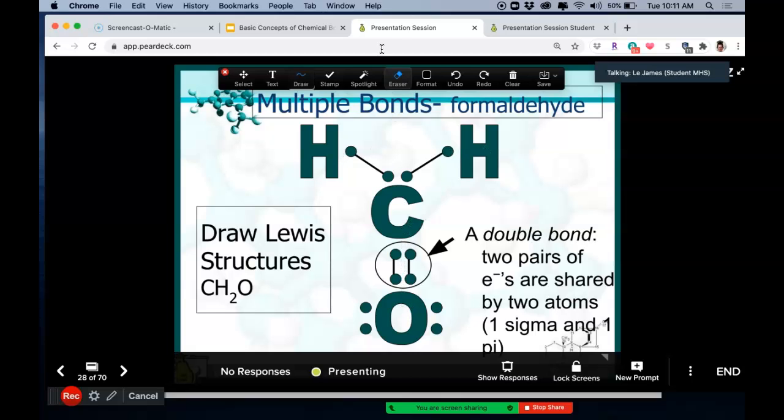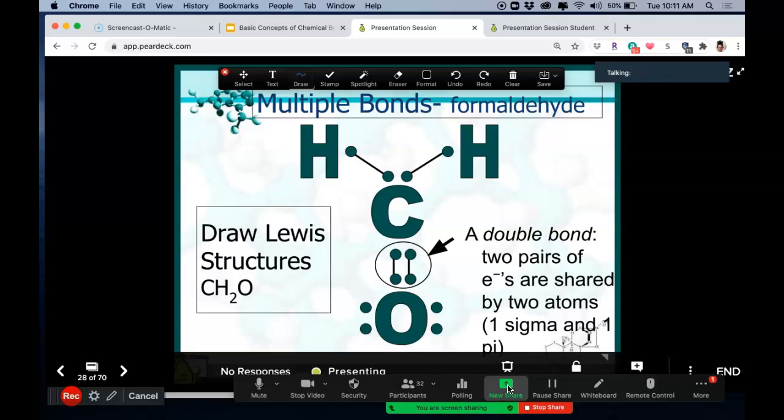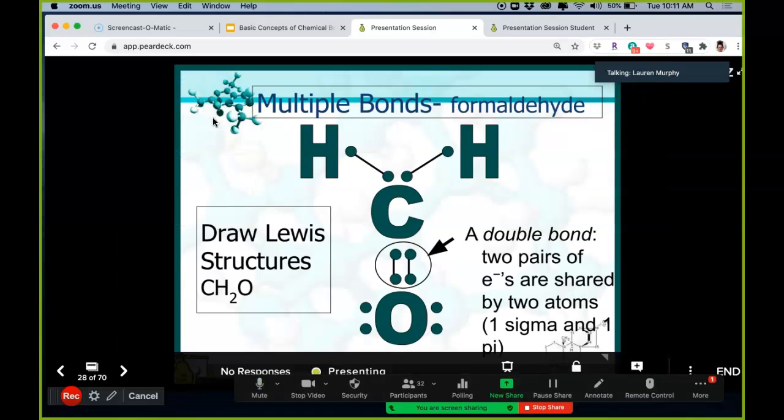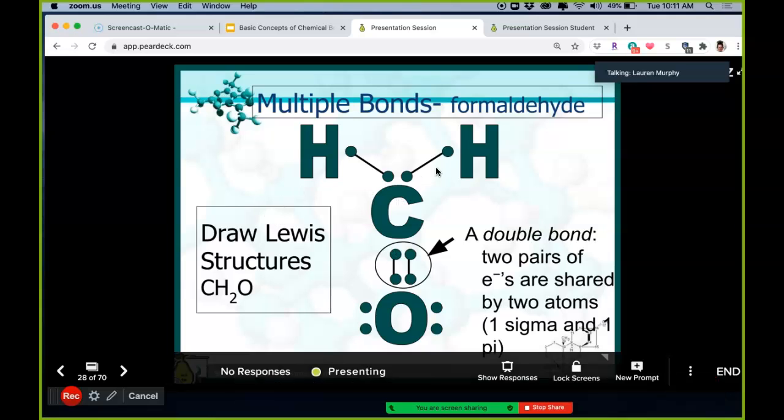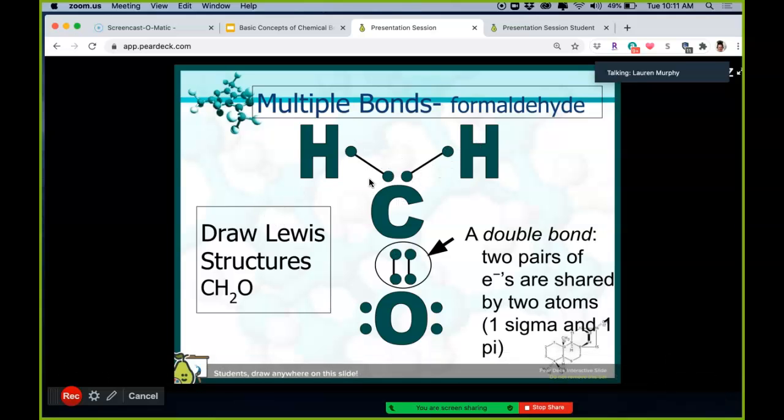You're not screen sharing. Oh, whenever I go to the whiteboard, it doesn't flip back over to my PowerPoint, sorry. So look, you've got the carbons with the hydrogens, right? The hydrogens only bond once, so you'll never see them in the middle of a structure. And then the carbon is double bonded to the oxygen, right? So this is a sigma and a pi bond, 2 bonds. Okay.